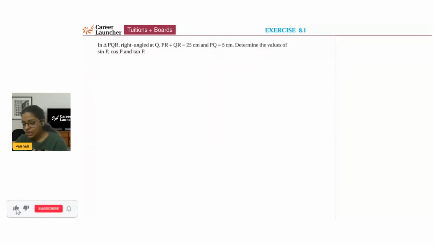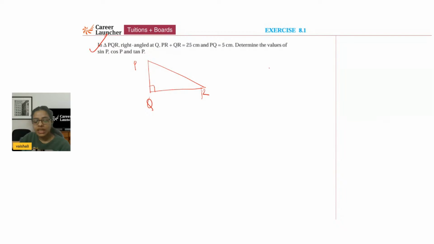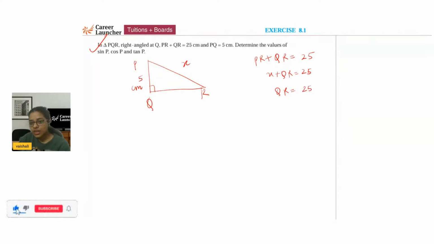Now let's look at the next question. The next question is, in triangle PQR, at Q, I am having this right angle triangle, and this is my PQR. Now PR plus QR is equal to 25. PQ is equal to 5 centimeters. So what if we are assuming that PR, which is the hypotenuse, is some x. So PR is x. What will be the value of QR? QR is equal to 25 minus x.